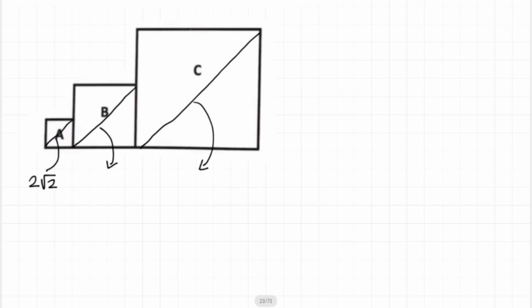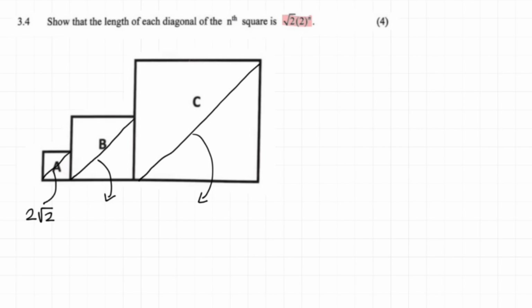The next question says show that the length of each diagonal of the nth square is root 2 and 2. What you must understand here, if you pay attention and have been in this game for a long period of time, is that this is the same as A R to the power N minus 1. This N, I think, comes from here, this R is the ratio, and this one is the first term.